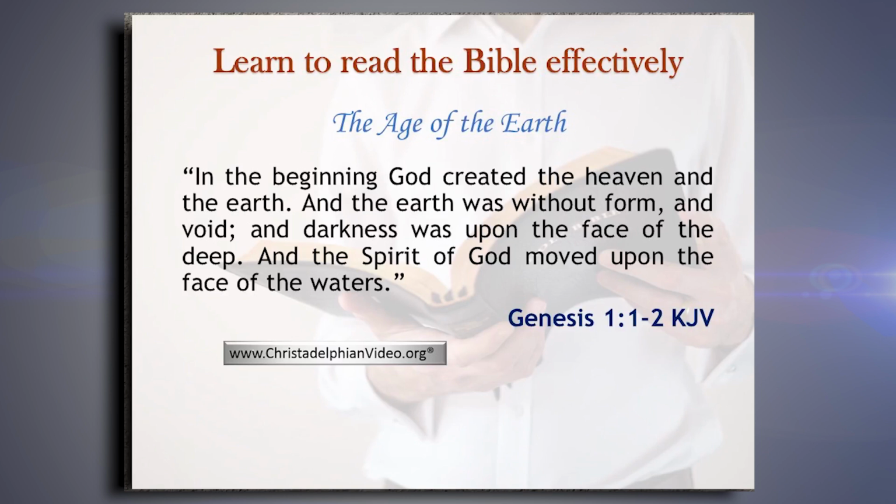Okay, then day 5, verse 20, let the waters bring forth abundantly the moving creature that hath life, and fowl that may fly above the earth in the open firmament of heaven. And God created great whales, and every living creature that moveth, which the waters brought forth abundantly, after their kind, and every winged fowl after his kind. So on the 5th day, God creates the birds and the fish. And then the 6th day, in verse 24, God said, let the earth bring forth a living creature after his kind, cattle, creeping thing, beast of the earth after his kind.